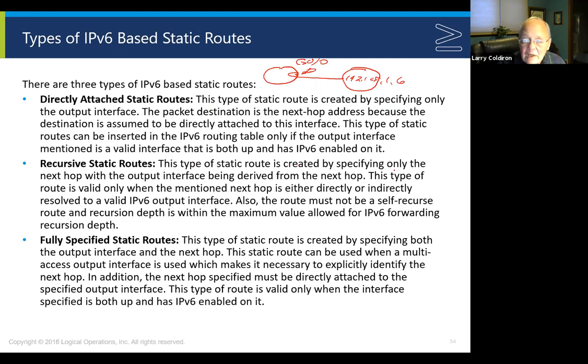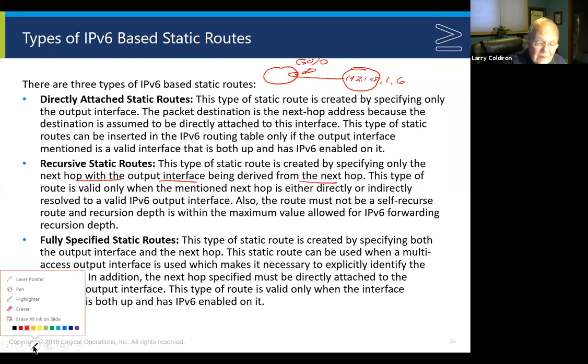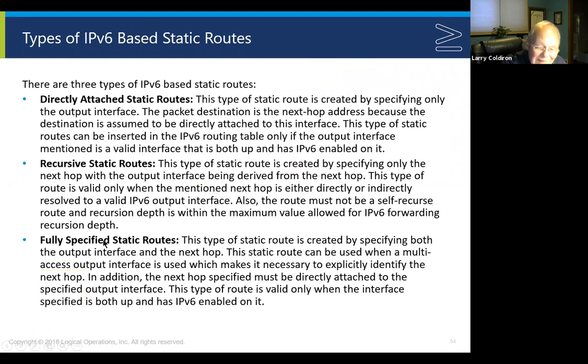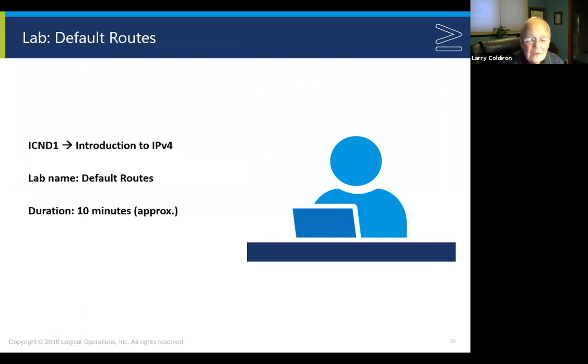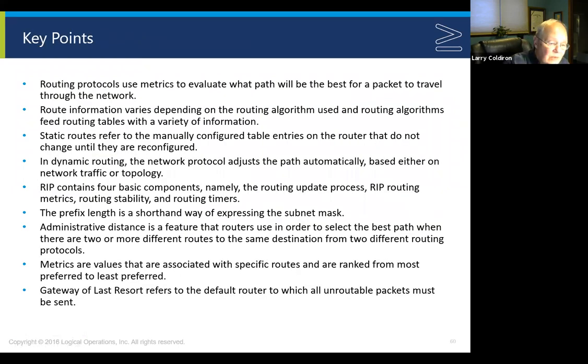Recursive is created by specifying only the next hop, with the output interface being derived from the next hop. It knows what it is. So in this one, we just specify the next hop IP address. The fully specified route is where we give the next hop address as well as the interface it goes out of. We specify both of them. It's something to know, but you could probably figure that one out on your own. Another little lab set here to do these things. And then we have the summary slide.